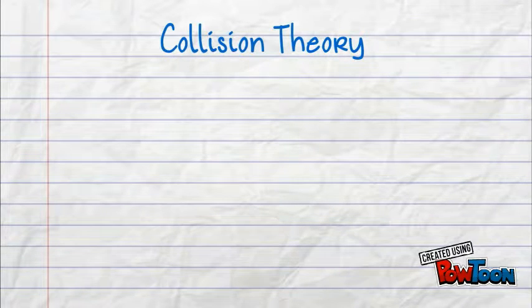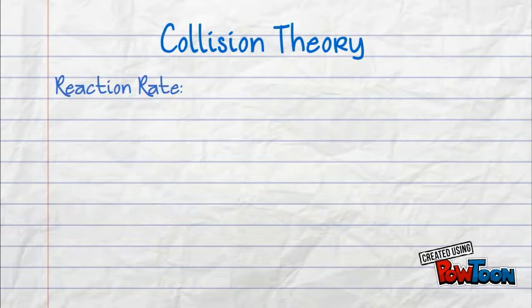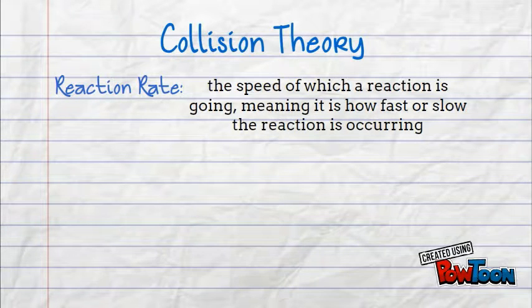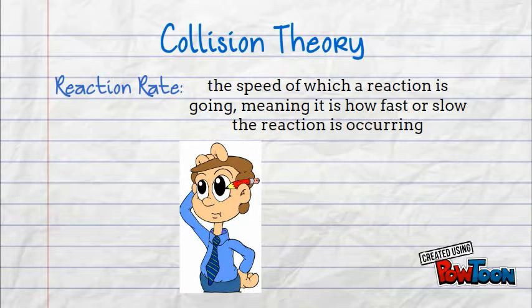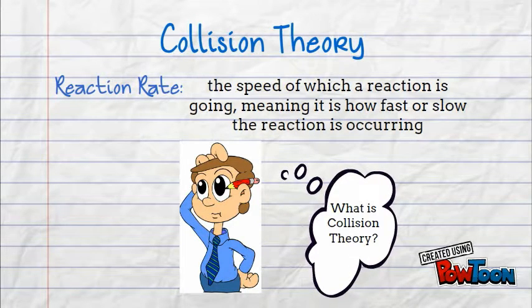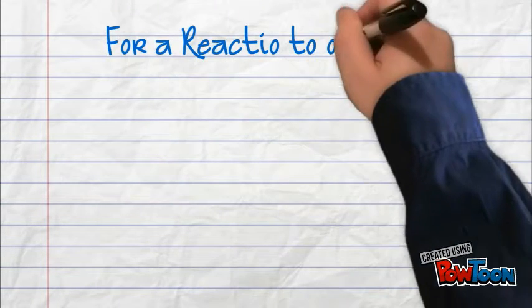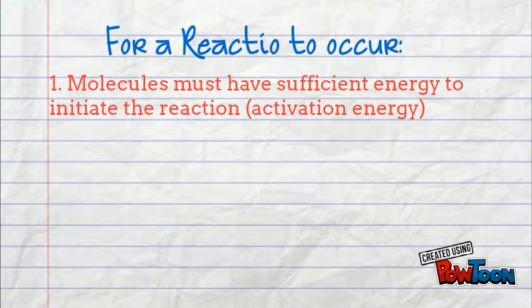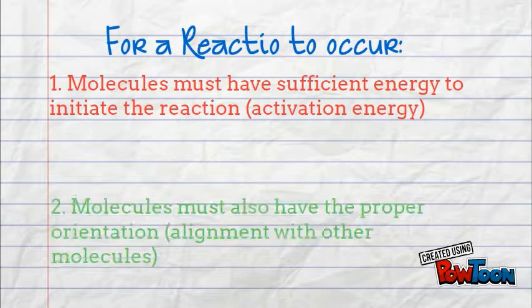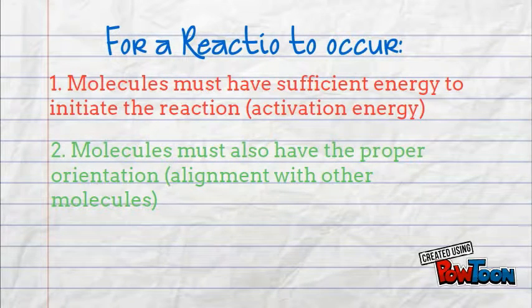Firstly, it is important to note that the definition of reaction rate is the speed at which a reaction is going, meaning it is how fast or slow the reaction is occurring. For a reaction to occur though, it must meet the standard requirements. Primarily, this means that the molecules must have sufficient energy to initiate the reaction, which is called activation energy, and the molecules must also have the proper orientation, meaning proper alignment with other molecules.